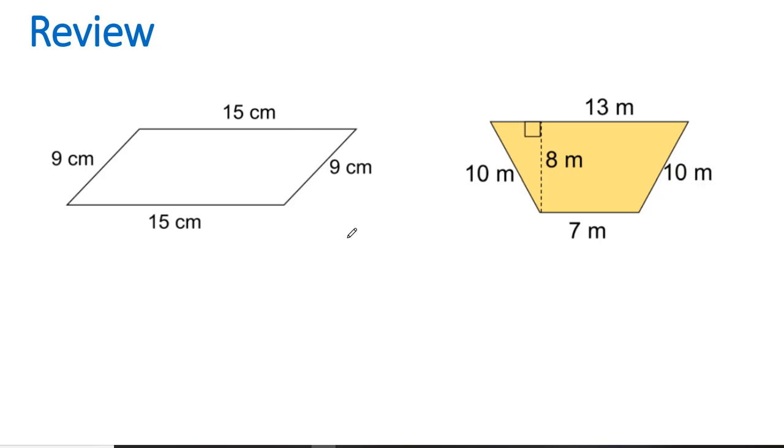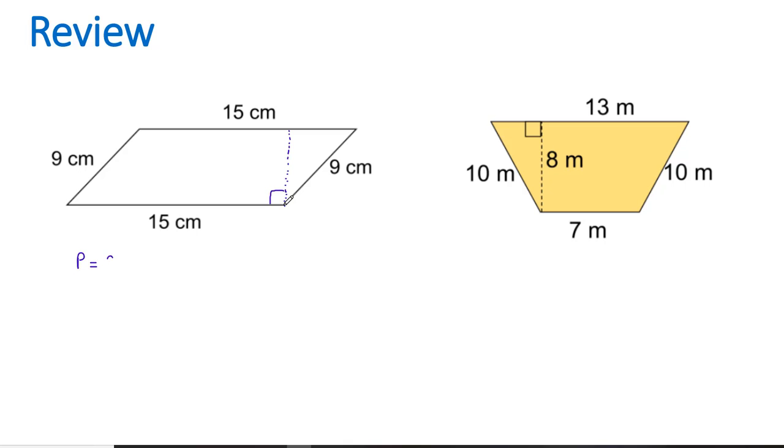These next two figures are what we learned after rectangles and squares. The first one is our parallelogram, which is just a tilted rectangle, and our second one is a trapezoid. For this first one, all we can calculate is the perimeter, because if we want to calculate the area of a parallelogram, they need to give us the height. The 9 centimeters is not the height. So because they didn't provide that for us, we're just going to calculate the perimeter here.